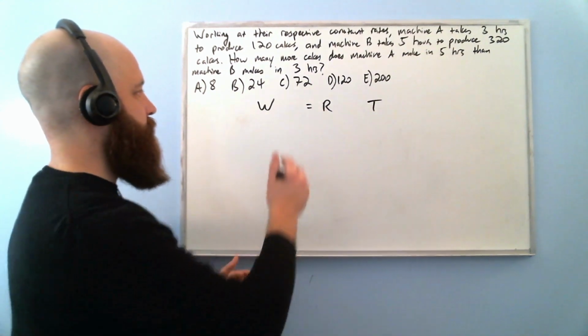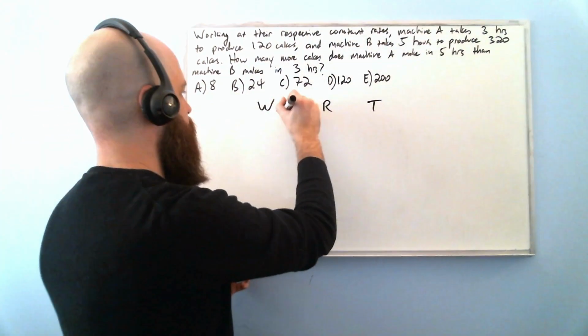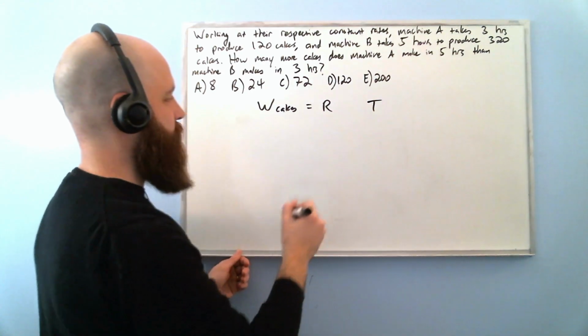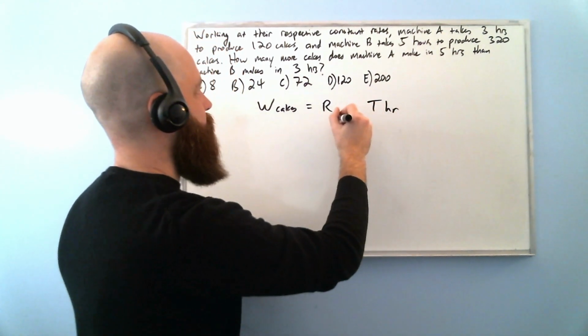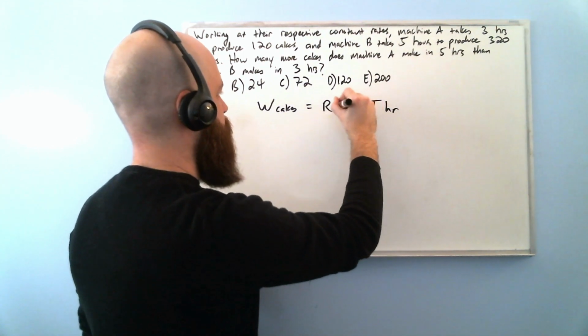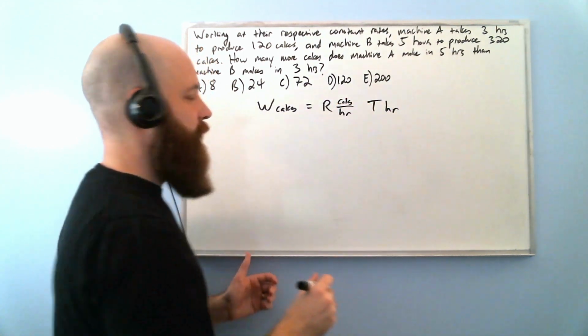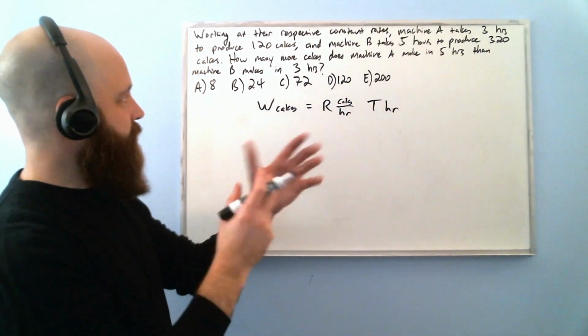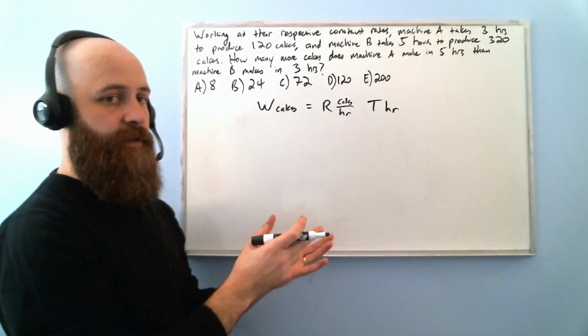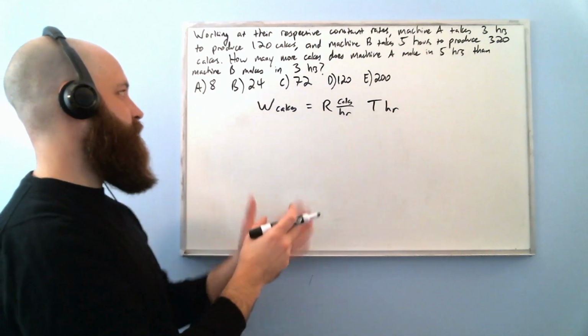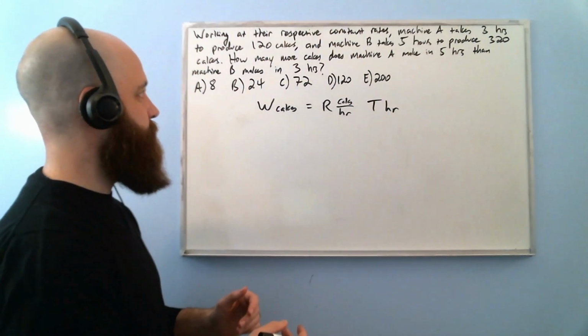Okay, so in this question, we're making cakes. So the unit for work is number of cakes. The time is given to us in hours. So I'd want my rate in cakes per hour. Okay, so how many more cakes does machine A make? Well, I guess we should figure out how many cakes machine A makes in 5 hours, how many machine B makes in 3 hours, and then we can compare them.